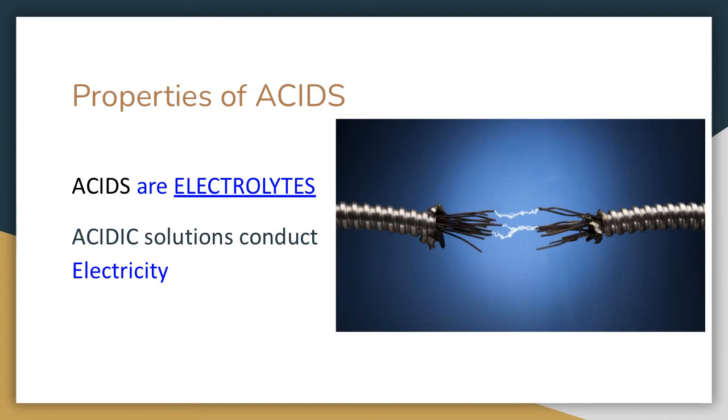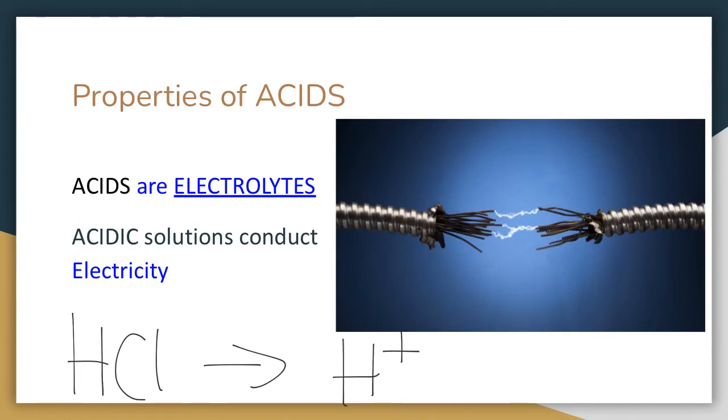The third property that we're going to look at is the fact that acids are electrolytes. So remember, acids being electrolytes mean that they can conduct electricity. And the reason why this happens is let's look at something like hydrochloric acid, HCl. When it goes into water, what happens is it's actually going to ionize and make H+ and Cl-. So because we have positive and negative ions in solution, it can conduct electricity.